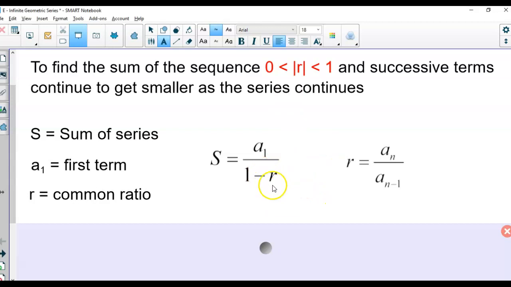Now, how do I find that common ratio again? I just take any term in the sequence, it doesn't matter which one, and I divide it by the one that is previous to that, okay? The one that is previous to that. All right, let's get some practice.